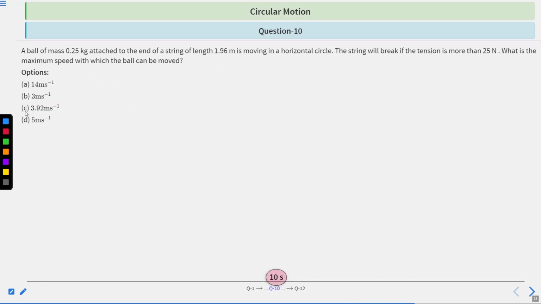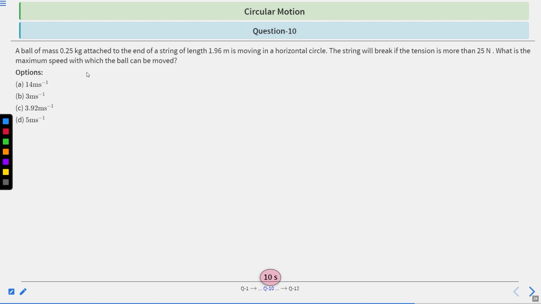Next question, 10th question. A ball of mass 0.25 kg is attached to the end of a string of length 1.69 meter. It is moving in a horizontal circle. The string will break if the tension is more than 25 Newton. What is the maximum speed at which the ball can be moved? The question asked about the maximum speed.